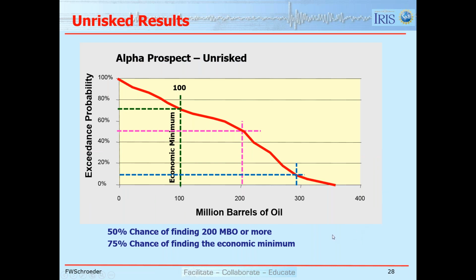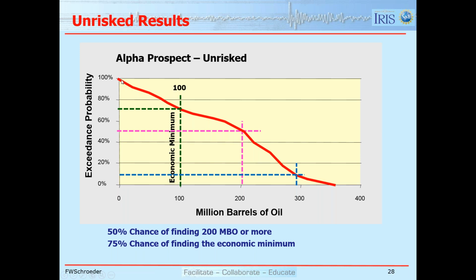We run with those parameters with their distributions. We might run 500 or 1,000 different simulations, and we come up with the red curve here, which is an exceedance probability. So there's 100% chance of finding 0 oil or gas or greater. The green line here is at 100 million barrels. So at 100 million barrels, there's about 72% chance of finding 100 or more, and so on. And so this is unrisked because we're saying that at zero, we're up at 100%.